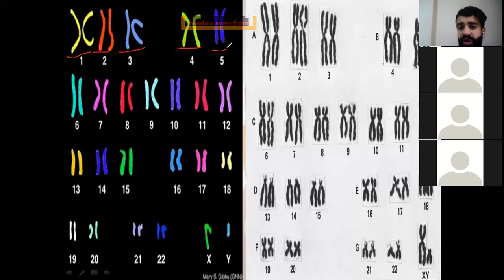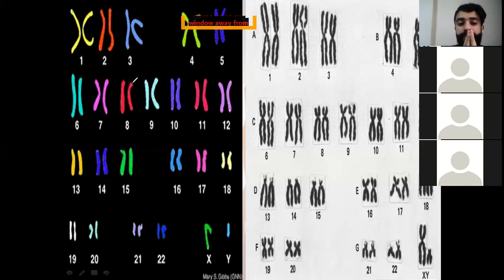While if it's for a haploid, instead of having two copies, we will have one copy of each chromosome. So we have one copy of each chromosome, and this one will be for a haploid. But instead, we have two copies of each chromosome, so it's for a diploid.